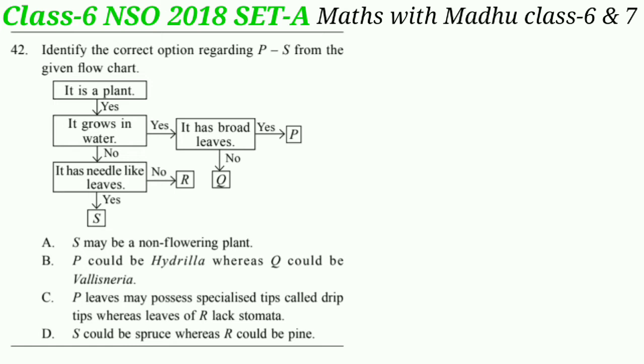Now option B. P could be hydrilla whereas Q could be vallisneria. This is the incorrect option. Option C. P leaves may possess specialized tips called rib tips whereas leaves of R lack stomata. This is also the incorrect statement. Option D. S could be spruce whereas R could be pine. This is also the incorrect statement.